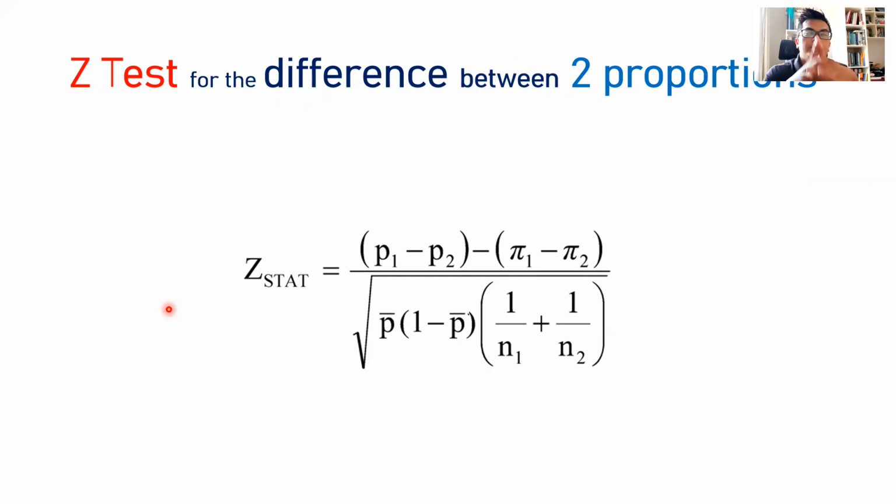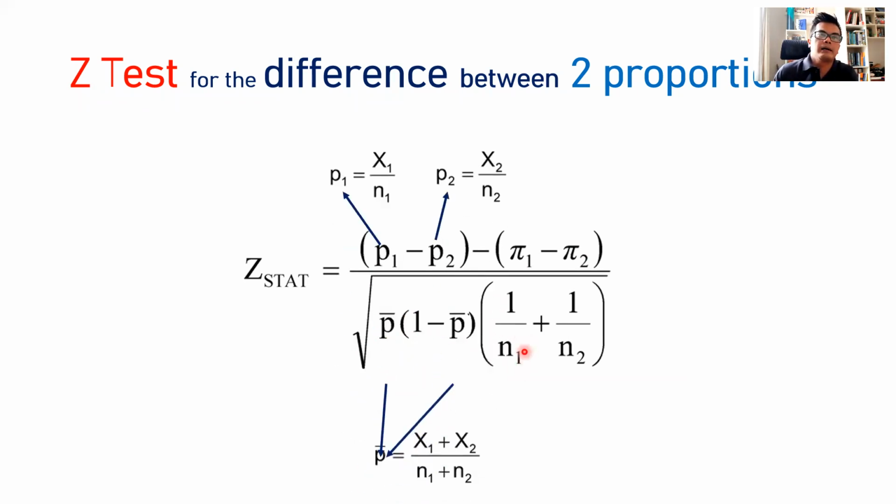In this case, we use the Z-stat procedure, which contains the proportion of the variable of interest in sample 1 minus the proportion of the variable of interest in sample 2, minus the hypothesized difference between the proportions in populations 1 and 2, and then the pooled proportion and the sample size. We will discuss this later.